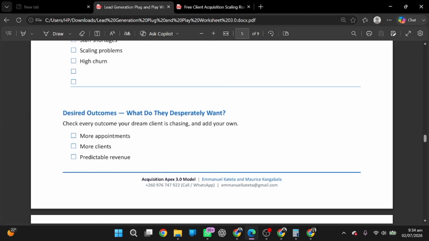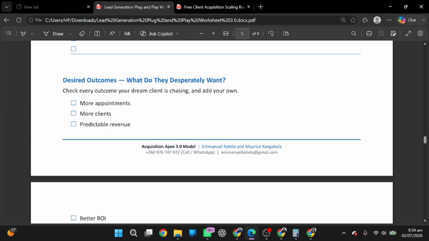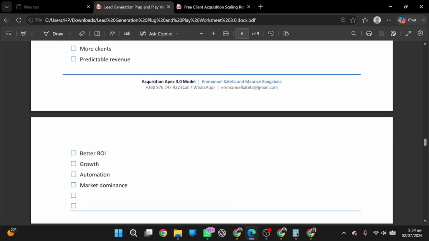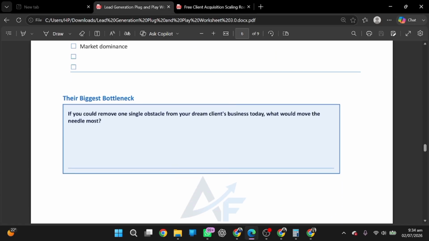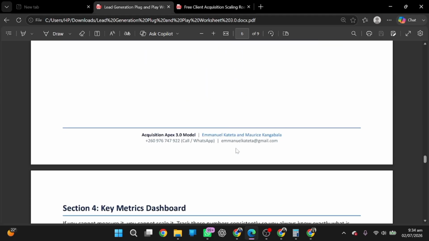Desired outcomes: what do they desperately want? Is it more appointments, more clients, predictable revenue, better return on investment, growth, automations, market dominance? What do they want? Their biggest bottleneck: what is it? What is their biggest bottleneck here? Exactly, to a T, write it down.